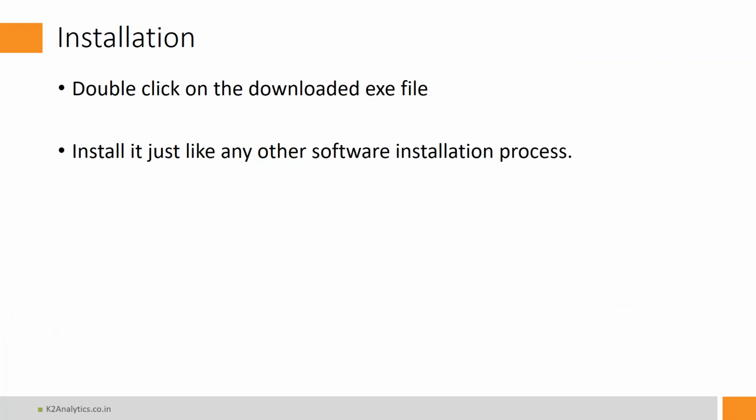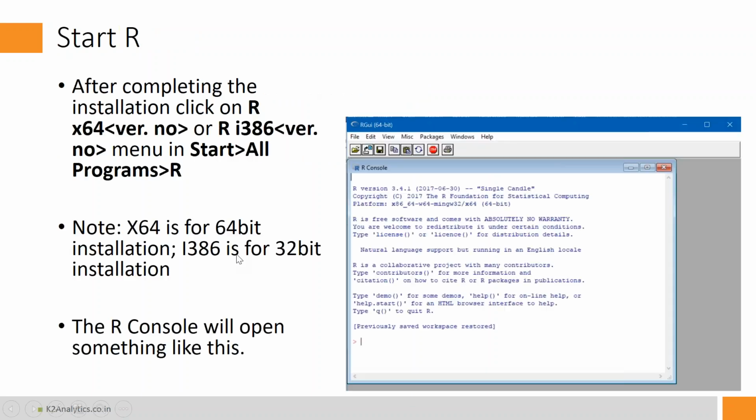It will ask whether you want to create a shortcut on the desktop and which folder you would like to install in. So you give an appropriate folder, or by default it will choose Program Files and install there. It's a normal installation like any other software. After completing the installation, click on the version number, x64 or i386, which will be available in your start programs.